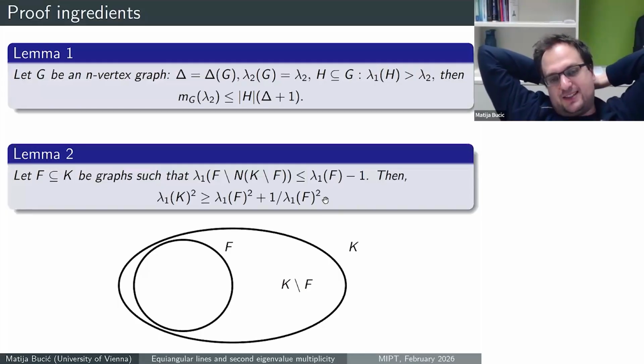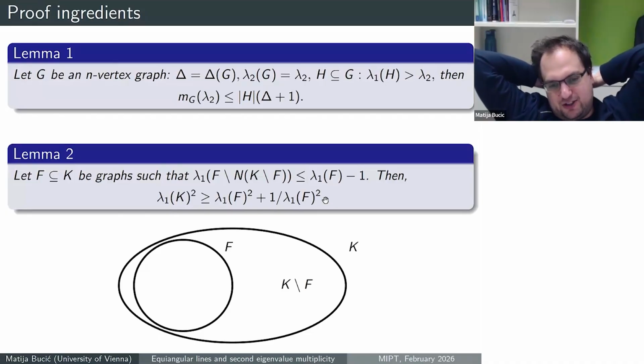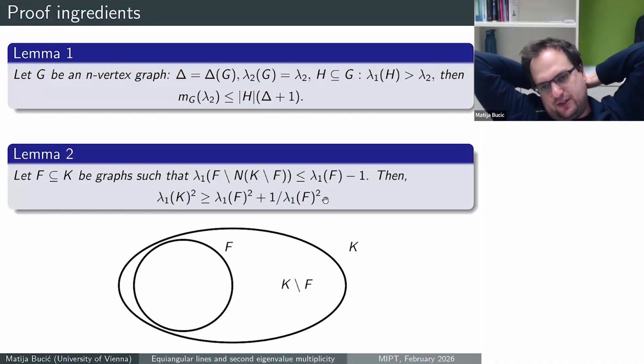So the problem is that because this Nikiforov bound is tight, you can't get an improvement by just directly improving the Nikiforov bound. So what we're doing instead is proving this conditional improvement.